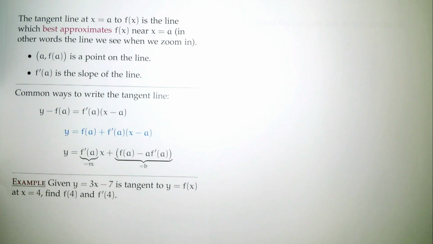So let's see what we can do. Suppose we're told the following. Given that y equals 3x minus 7 is tangent to y equals f of x at x equals 4, what can we say about the function at 4? In particular, what is the value of the function at 4, and what is the value of the derivative at 4? So which one of these is easy to find?